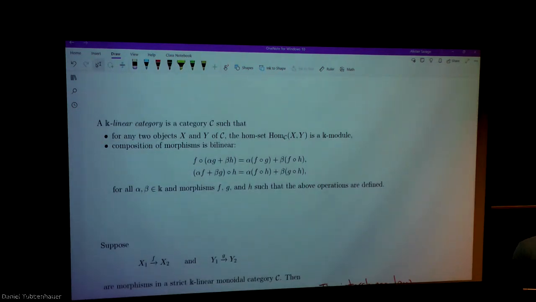So there's a bit more structure that we want on our categories. Remember, we fixed this ground field K. We want most of our categories to be K-linear, right? So what does that mean?